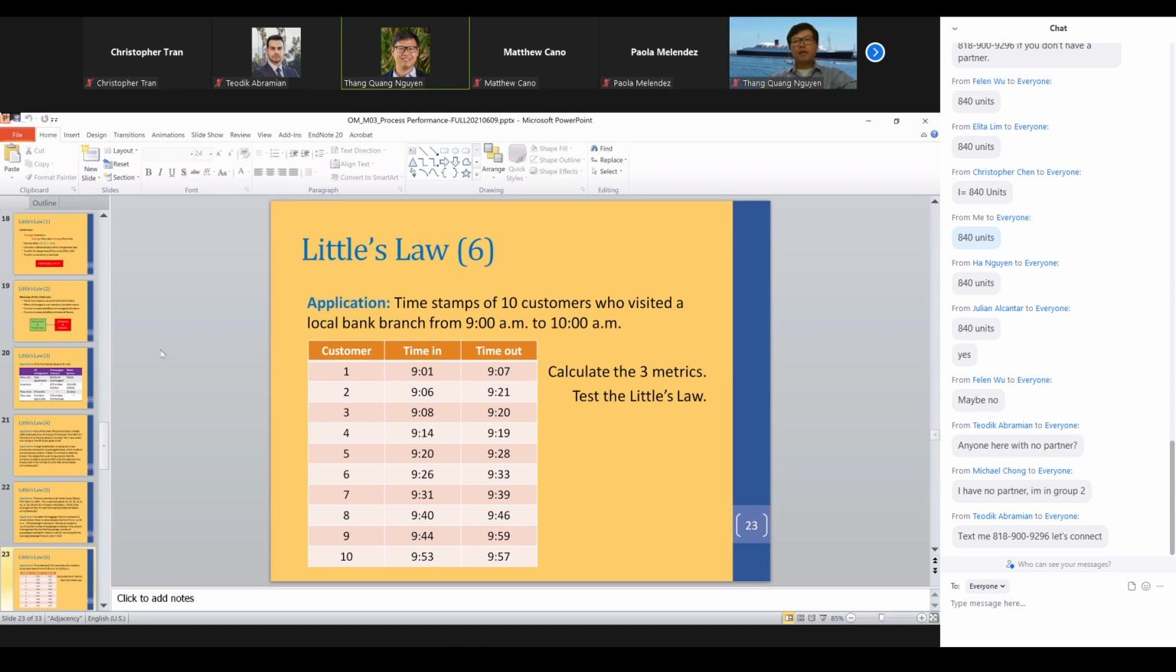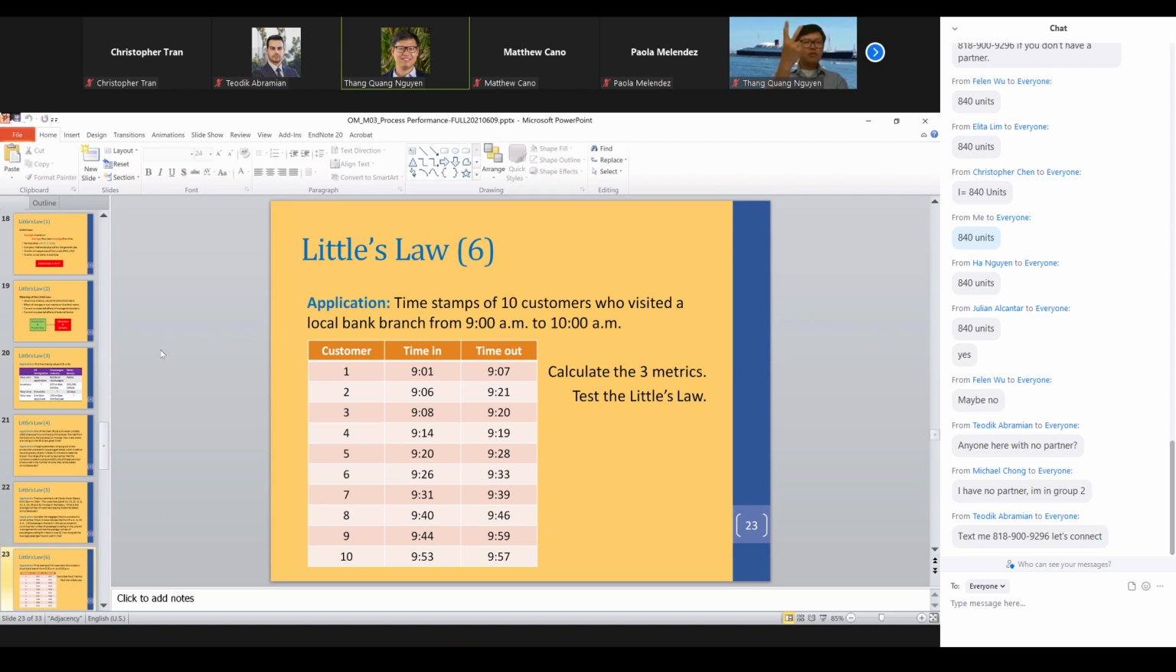All right, so in this example, we see the time in and time out, right? Customer 1 in at 9:01, out at 9:07. Customer 2, 9:06, and walked out at 9:21. Customer 3 in 9:08 and out at 9:20, right? So we have 10 customers. It's like you are looking at the security camera of the bank lobby area. Then you're going to see these 10 customers walking in and walking out. You know exactly when they are in and when they are out, right?